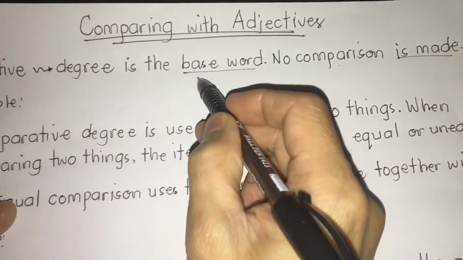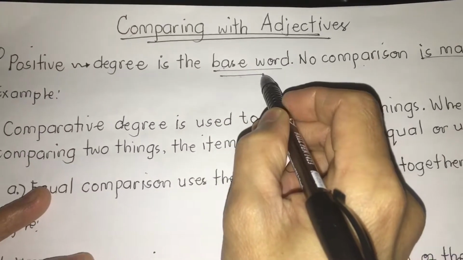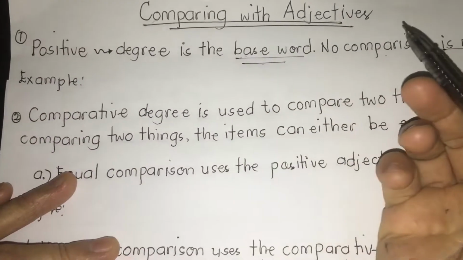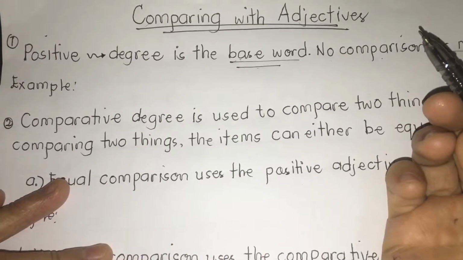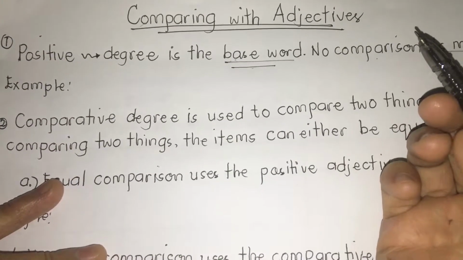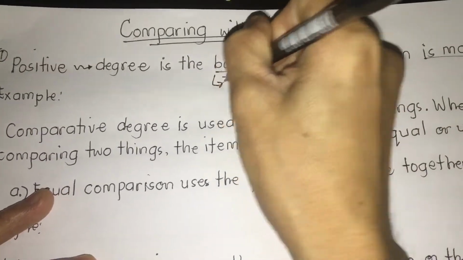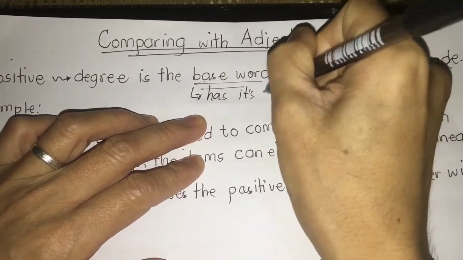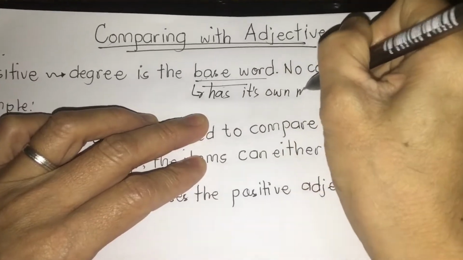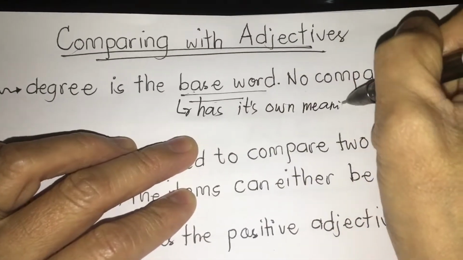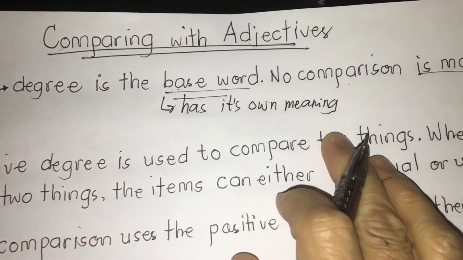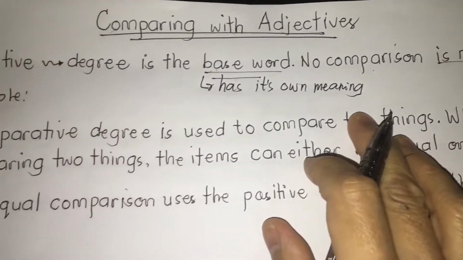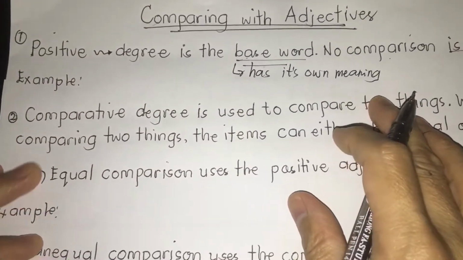That means to say, a base word is a word that can stand on its own or has its own meaning. That's a base word. So we have an example of positive degree class.